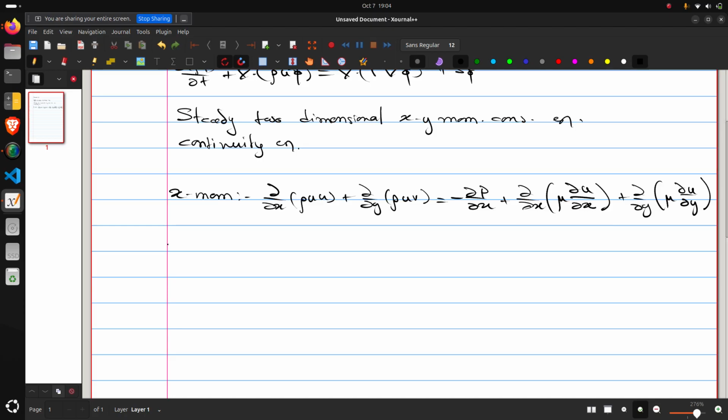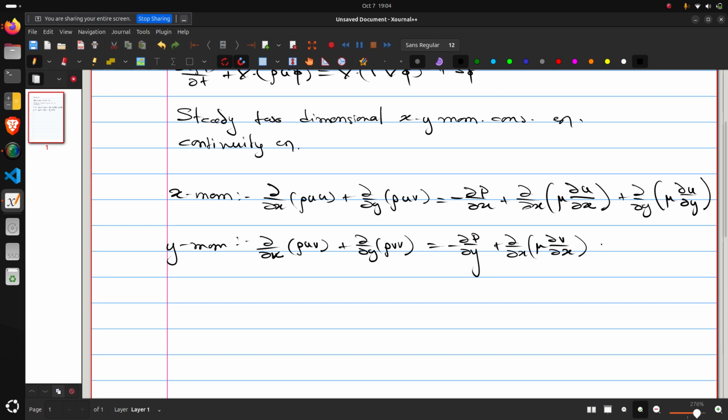Okay, let it be. And the Y momentum equation, if you write, will be of a similar form: dou by dou X rho UV plus dou by dou Y rho VV equals minus dou P by dou Y plus dou by dou X mu, and so on. This is the viscous part. Now, if you look closely, let me write the continuity equation as well.